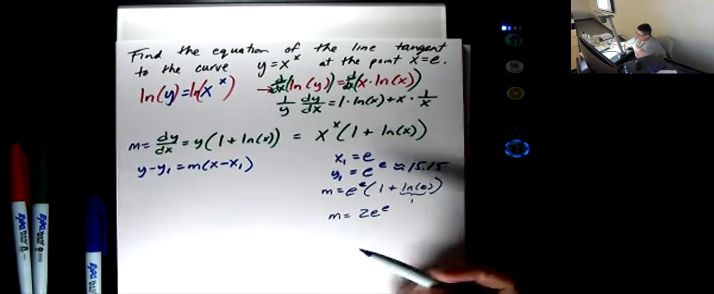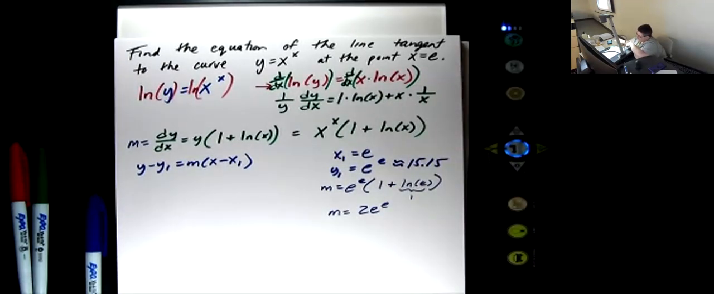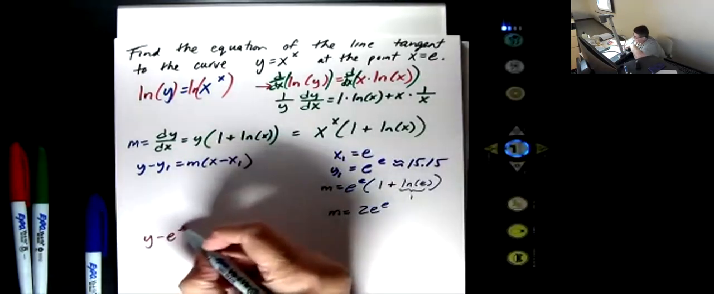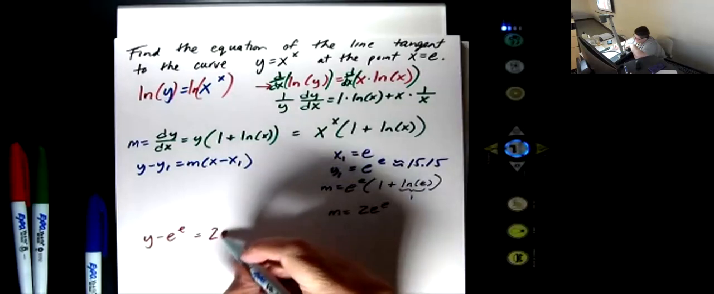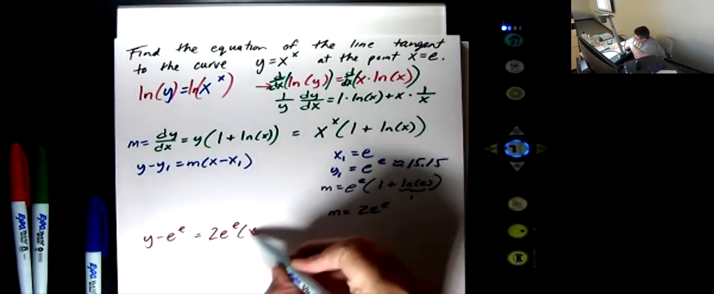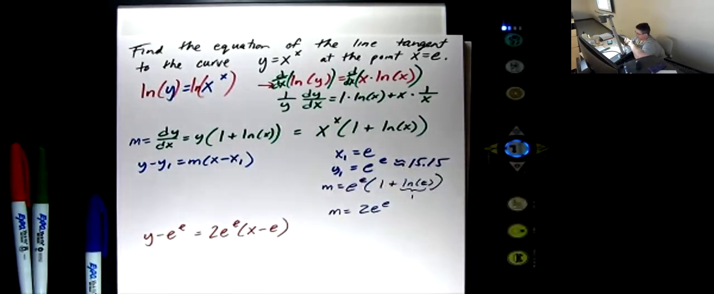So this is going to look like a ridiculous, funny-looking equation. But we've got y minus y1, which is y minus e to the e, equals 2e to the e times x minus e. And we could clean this up, but really, it's okay. Any questions? That's some next level stuff right there. x to the x, right? It sounds kind of neat.